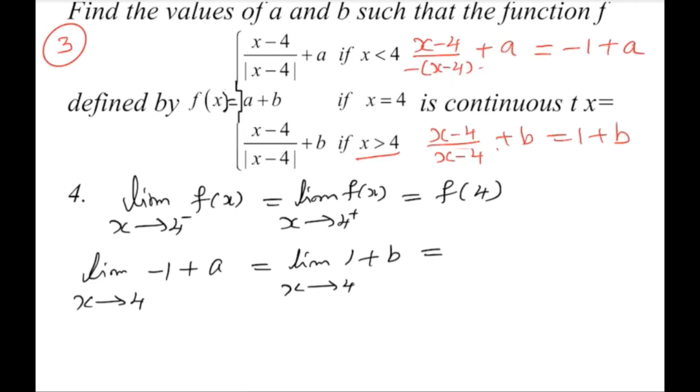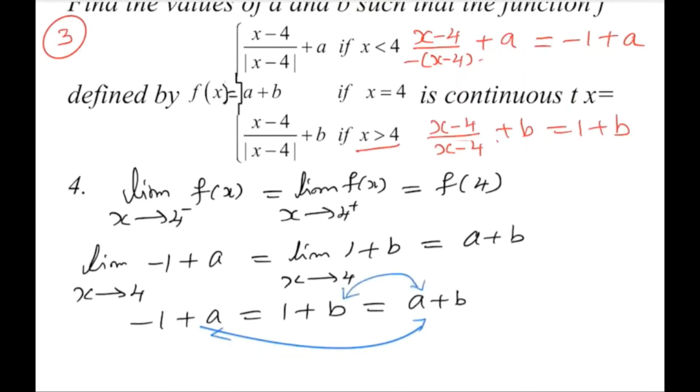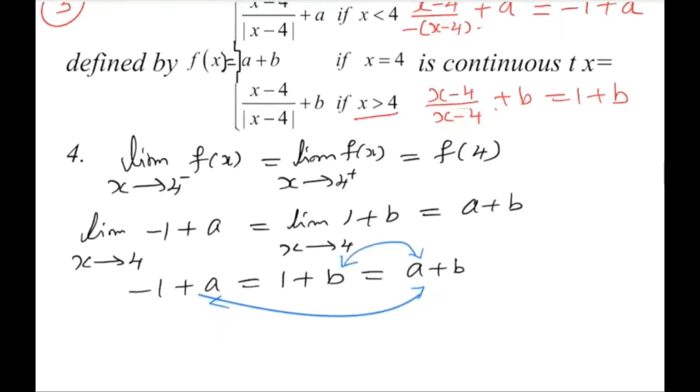And f of 4 is a plus b. So the expression is free from x. So you get minus 1 plus a equal to 1 plus b equal to a plus b. Equate these two and these two separately to get the values of a and b.